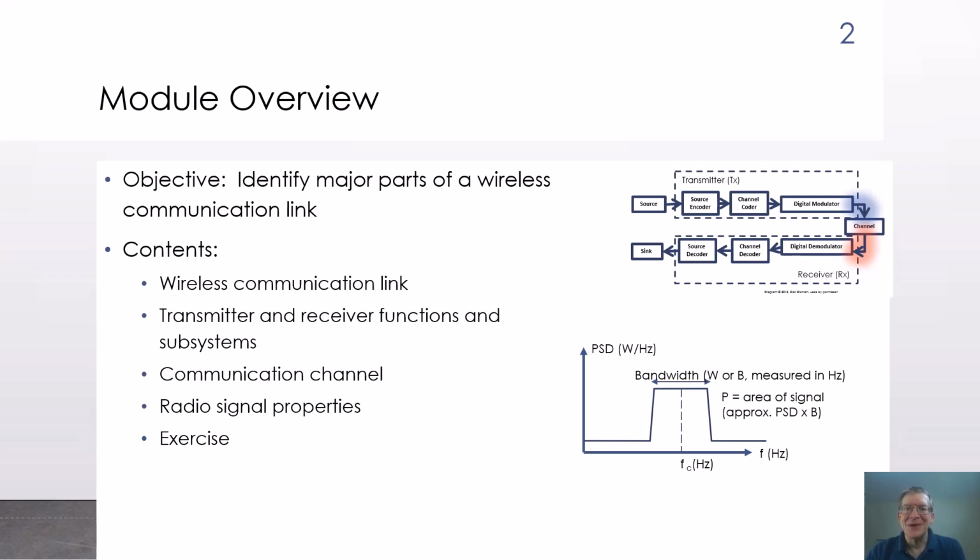We'll discuss transmitters and receivers, including their subsystems, as well as functions of these devices. The communications channel has major impacts on communication system design and performance as well, so we will consider it also. We will also look at some basic properties of the signals that can be transmitted over wireless channels.